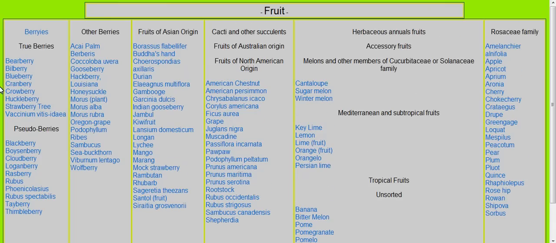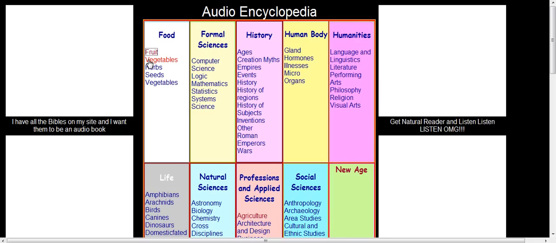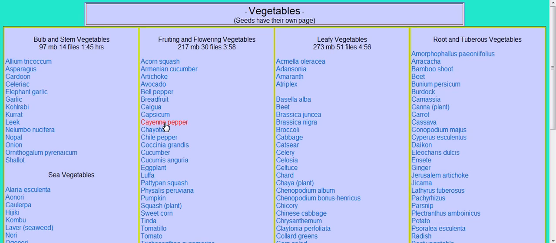So I should include like explaining what those are. But that's fruit. Those are all the fruits, man. Those are all the fruits in the world. Vegetables. Well, how many vegetables are in the world? What are all the vegetables? And I also have it timed.